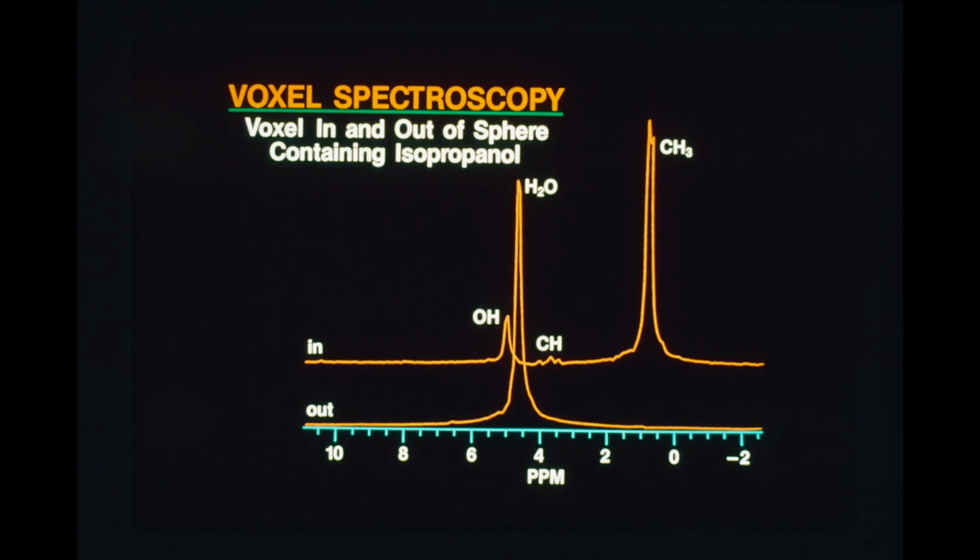And the result is as follows. From that previous selection, we can see the CH3 groups from the alcohol, the CH and the OH. If we now move the sampling volume to outside of there, we see only water. So this is the type of technique that we're really going to need if we ever want to make spectroscopy a routine, practical, clinical type of tool.